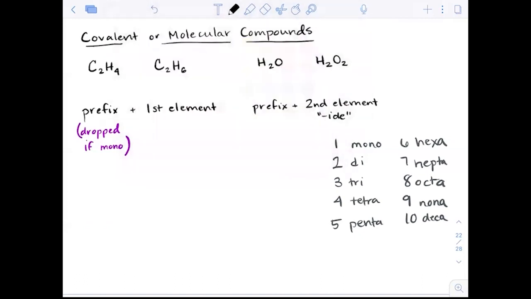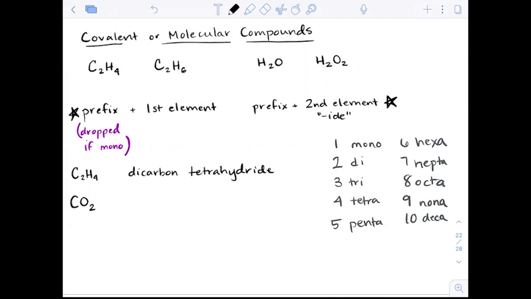Now, let's just go ahead and start with C2H4, dicarbon, tetra, hydrogen becomes hydride. Now, there is a more common name for this. It's an organic chemistry molecule because it has carbons and hydrogens, but we won't be dealing with the naming system for organic carbons. We're going to follow this systematic naming for molecular compounds.